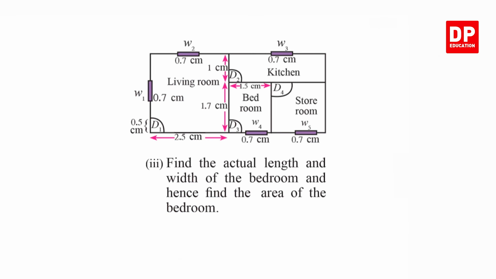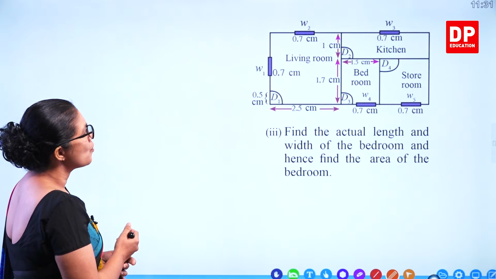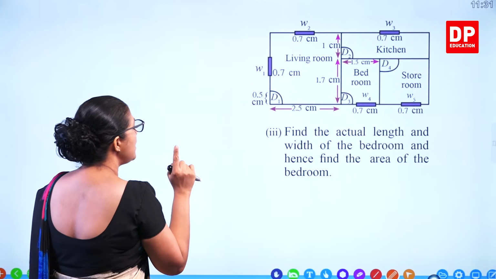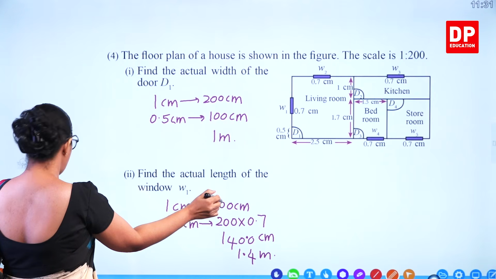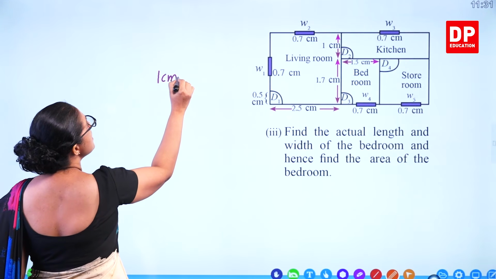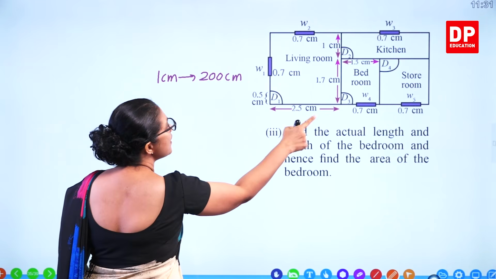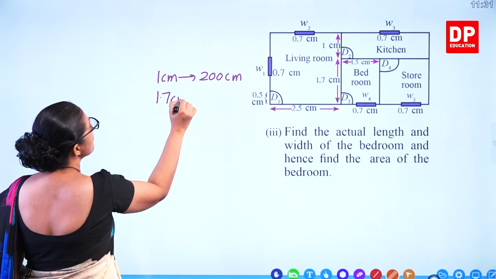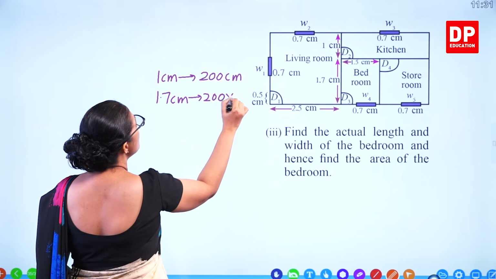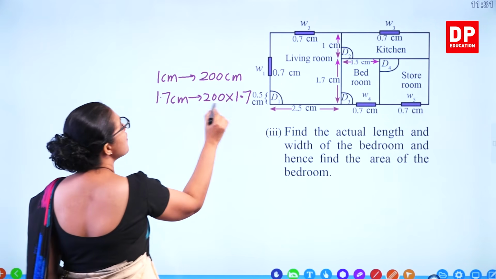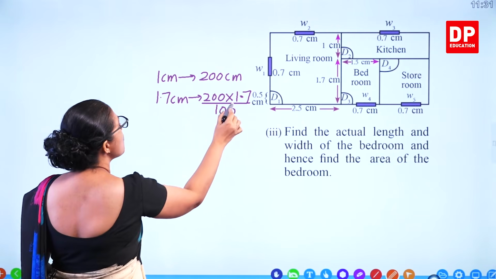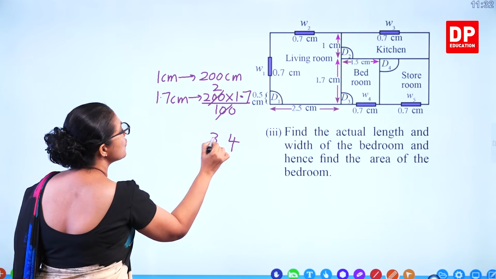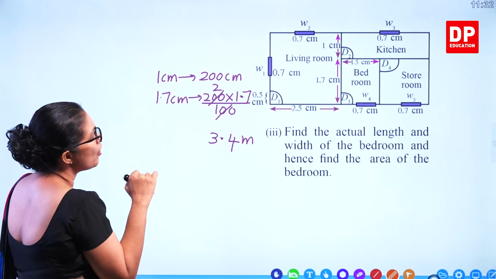Find the actual length and width of the bedroom and hence find the area of the bedroom. So where's the bedroom? Here. 1.7 and 1.5. So we need to use the scale. 1 centimeter, 200 centimeters. Then what about 1.7? Multiply 200 into 1.7, or you can divide by 100 to convert to meters. 2 times 1.7. 2 times 7, 14, and 2 times 1, 2 plus 1, 3. So 3.4 meters.